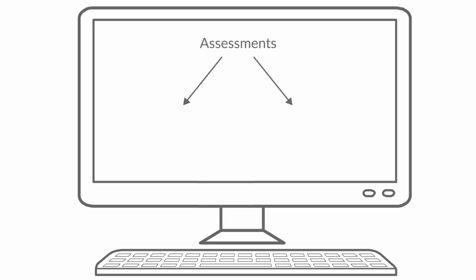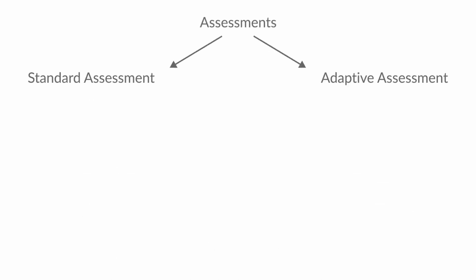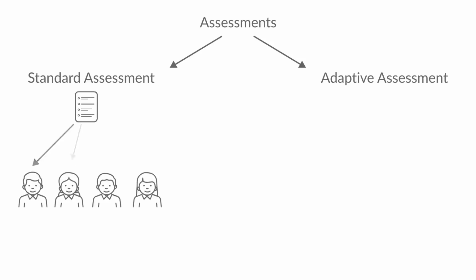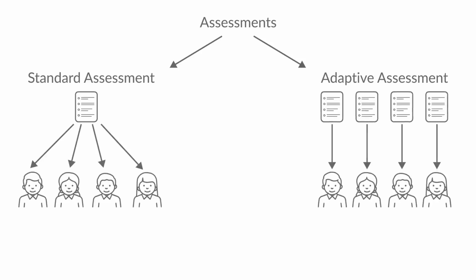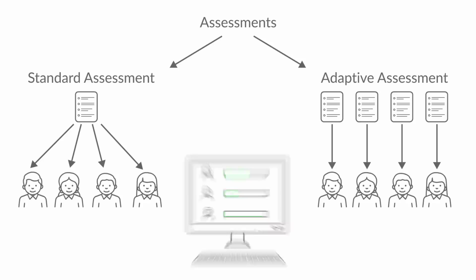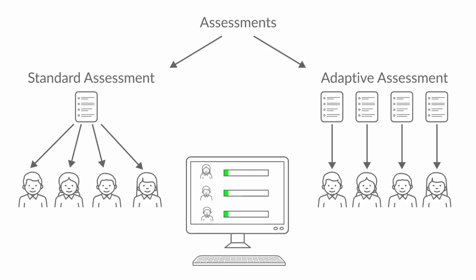There are two types of assessments that a teacher can publish: standard assessment and adaptive assessment. A standard assessment has similar questions for all students appearing for the test. In adaptive assessments, different sets of questions are given to the students. These questions are assigned by the machine based on the learning capabilities of each student. This is possible because of the machine learning technology.